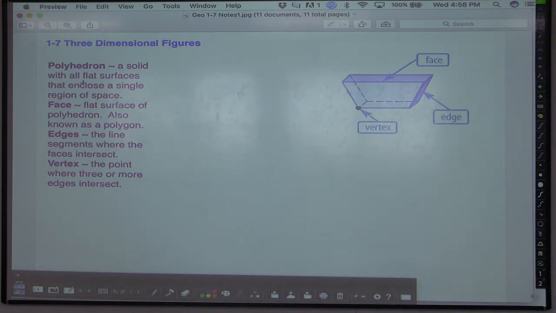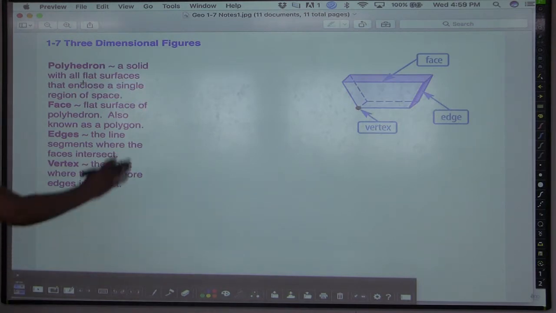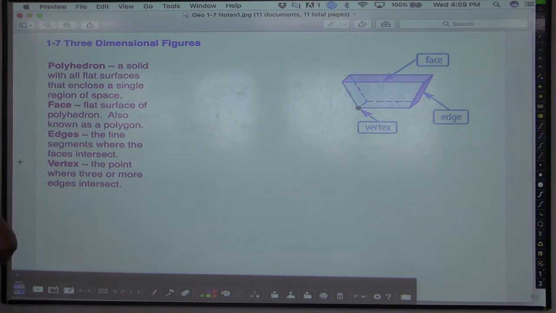But before we get started today, I need to make sure that we all have the same terminology or vocabulary as we talk about these three-dimensional figures. And so we have a diagram on the right that you can see some of these things in, with their verbal description here on the left. A polyhedron is a solid with all flat surfaces that enclose a single region of space. A face is a flat surface of a polyhedron, but it's also known as a polygon.